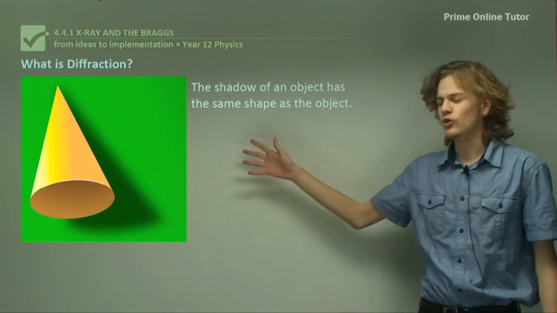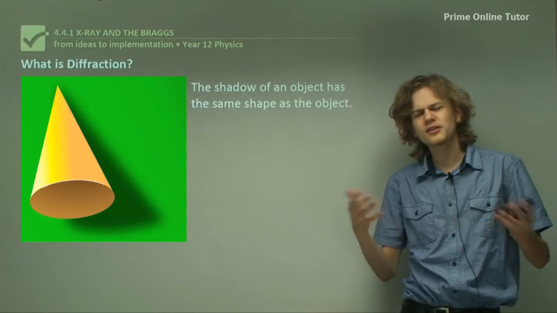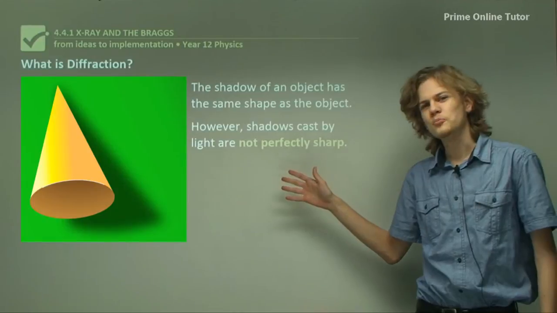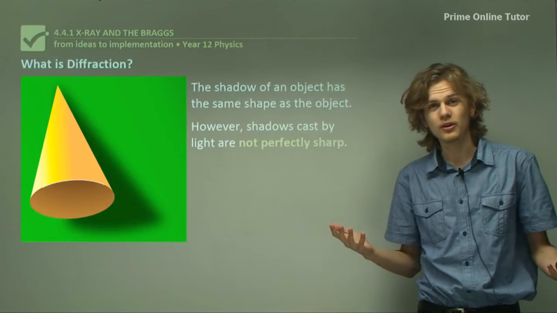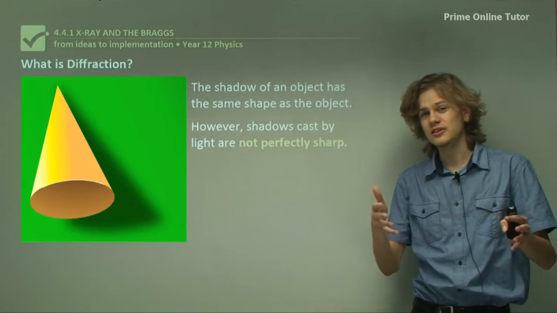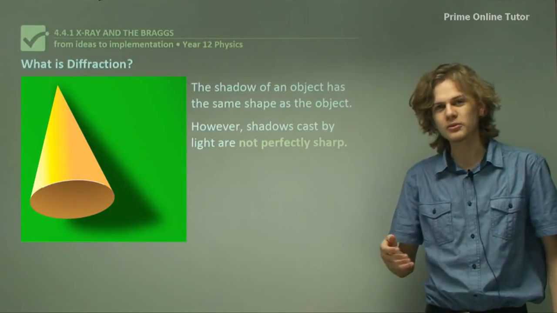If we look at the shadow of an object, like this yellow cone over here, we can see that the shadow is basically the same shape. But the edges of the shadow aren't quite perfectly sharp. You can look at this with the shadow of anything, really. You can see that the outline, although it's obviously the same shape, is a lot blurrier than the real edge of the object is.